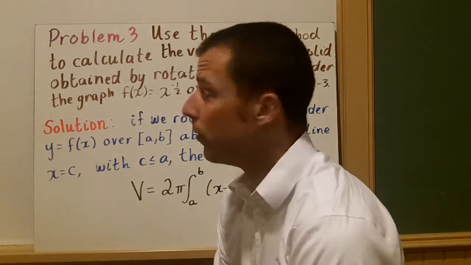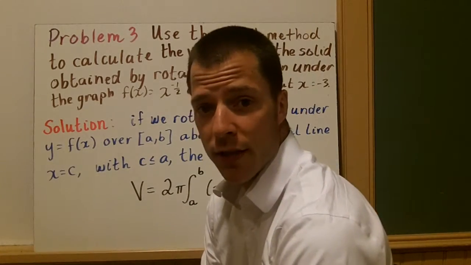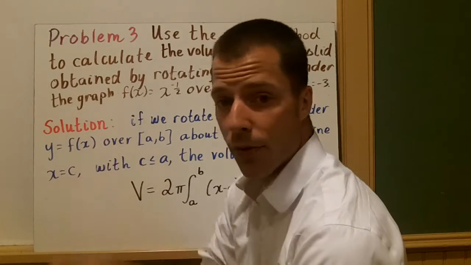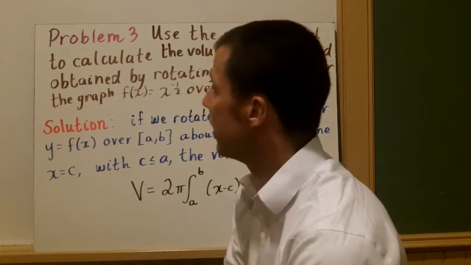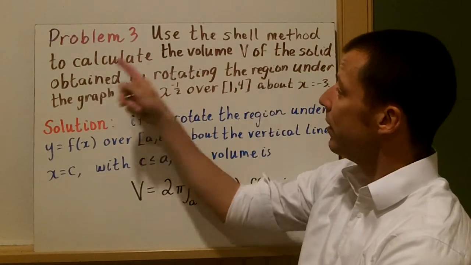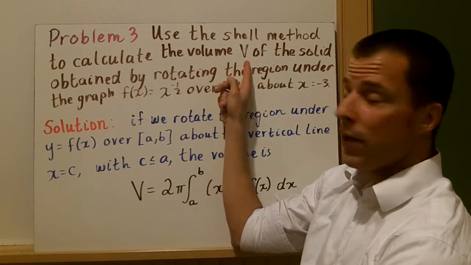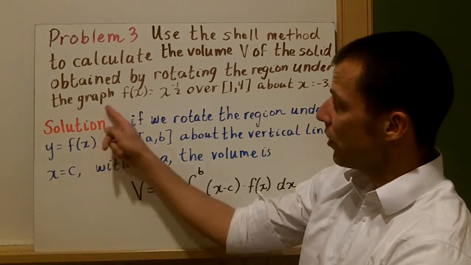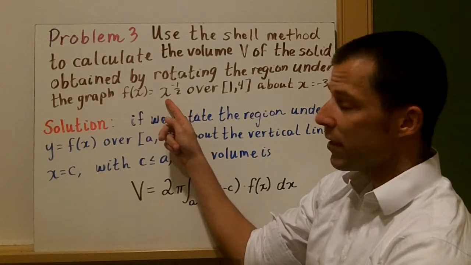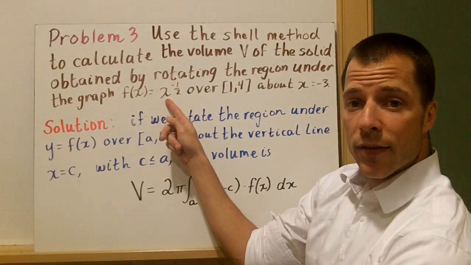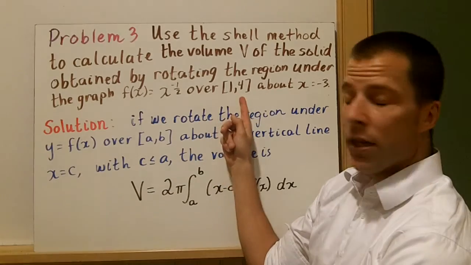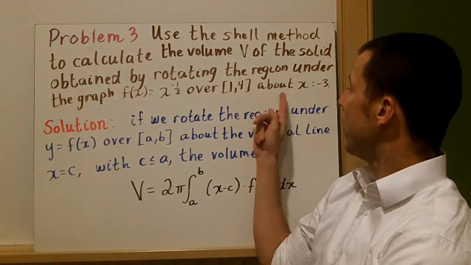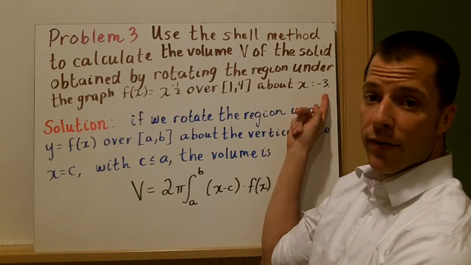Welcome to part 2 of cylindrical shells. So we're leaving off on problem number 3. What this problem states is: use the shell method to calculate the volume V of the solid obtained by rotating the region under the graph of f of x equals x to the negative 1/2 over the interval 1 to 4 about the line x equals negative 3.